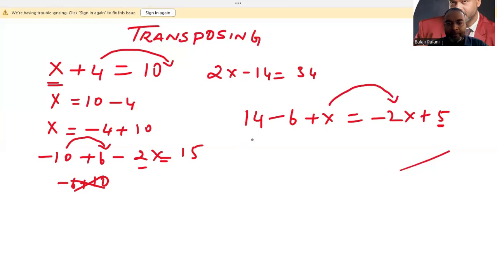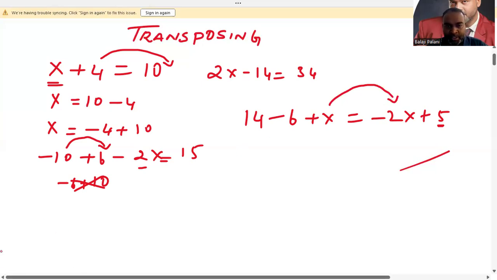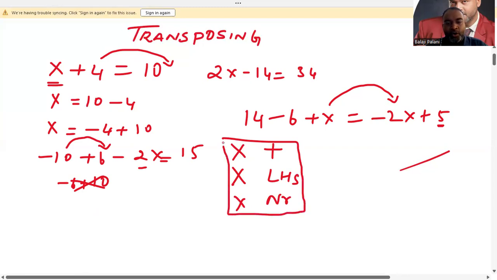So try to make x positive. These are the basic conditions that you can follow. x has to be maintained positive. x has to be on the left hand side. x has to be in the numerator. To make things easier, you will try and follow these 3 important techniques.